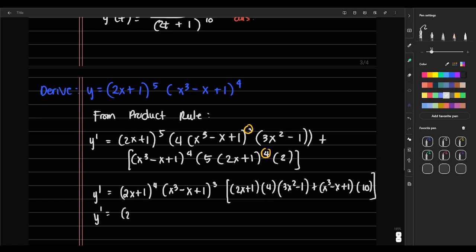So you could combine, no? This one, 2x plus 1 raised to the 4, then x cubed minus x plus 1 to the 3rd power. Then the quantity, this is equivalent to 3x squared times 2x, that gives us 6x cubed times 4, that is 24x cubed.